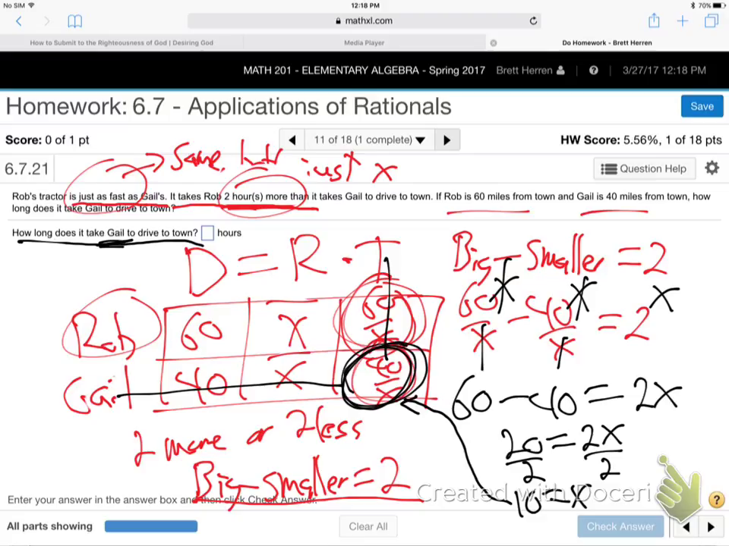Everybody see that? So it's going to be 40 over 10. 4 hours for Gale to come to town. Is that good? Does that make sense? How we got our final answers? You got to be careful, huh?